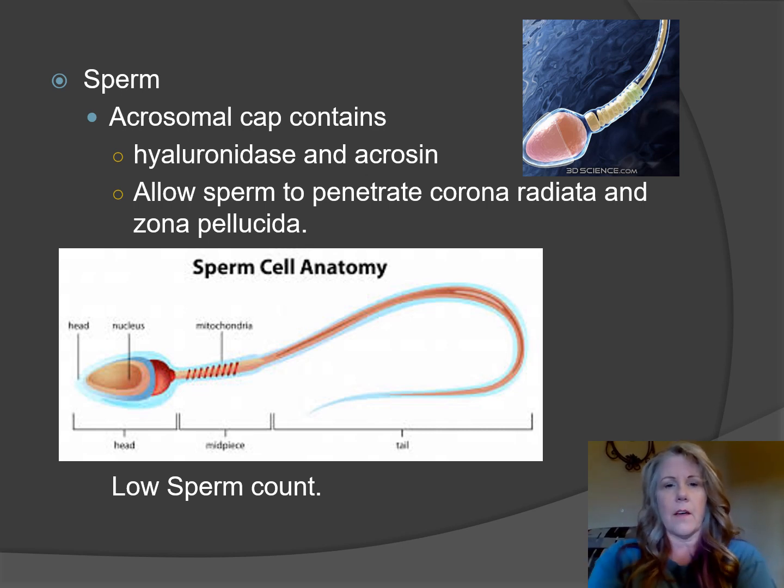Now, low sperm count. Sometimes you'll hear about low sperm count. What does that really mean? It's determined that if you have fewer than 15 million sperm cells per milliliter of semen, you have a low sperm count. What does that mean in real life? That means that the chances of you fertilizing an egg may be a little bit lower than others.